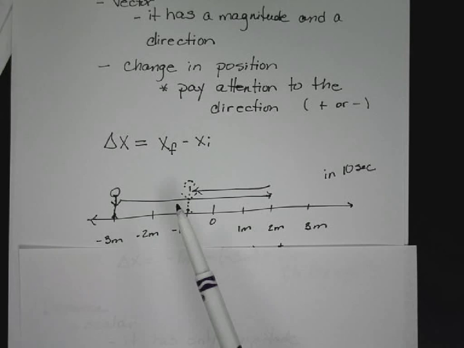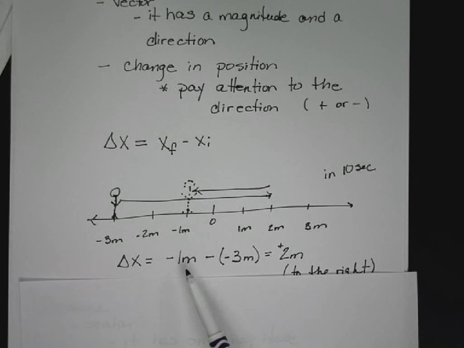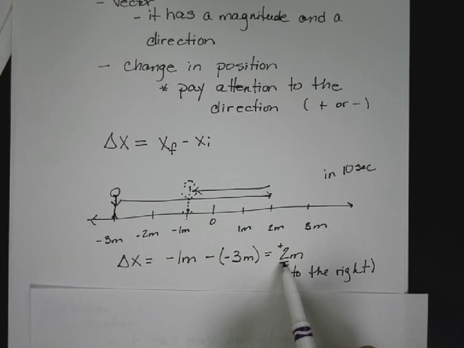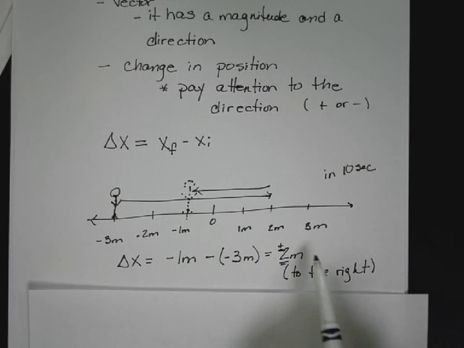So the question is, what is his displacement? According to the equation, the displacement is the final position minus the initial position. My final position is at -1 meters minus the initial position, which is -3 meters, and I end up at 2 meters. In this case, it is 2 meters to the right. It has a magnitude of 2 meters, and it has a direction, which I signify as positive, and that is to the right.